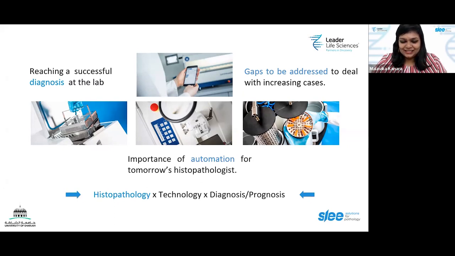So let's move on to the next point, which would be: what are the gaps that you think need to be addressed to address the increasing cases coming in, in terms of diagnosis and prognosis? So, from a manufacturer perspective, what do you think, Alexander?